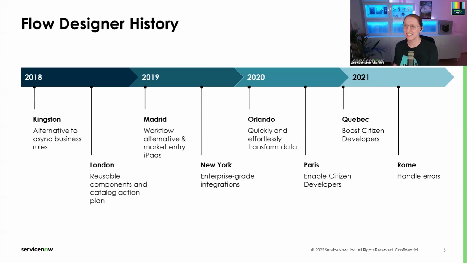The next to last release, Rome, brought action and flow error handling. Again, a feature that has been asked for a long time. Faster performance and the option to set the logging levels to your own needs and more transform functions. We're almost in the present with the San Diego release.